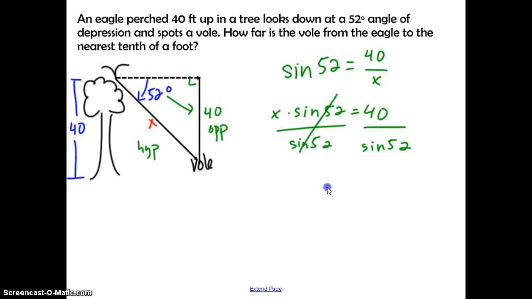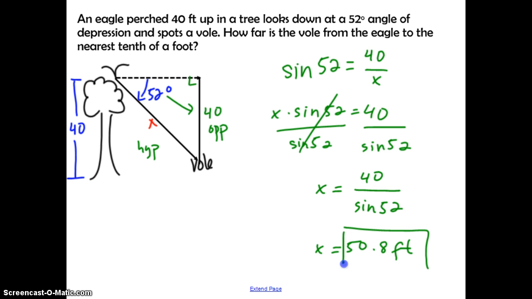And then we'll cancel out. We should get x is equal to 40 over sine of 52. And then when you put that in the calculator, x is equal to 50.8 feet. That means that that eagle is 50.8 feet away from the vole.